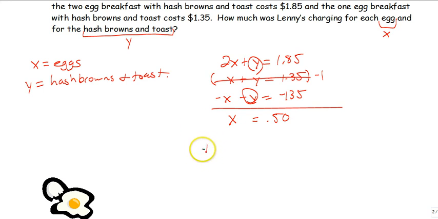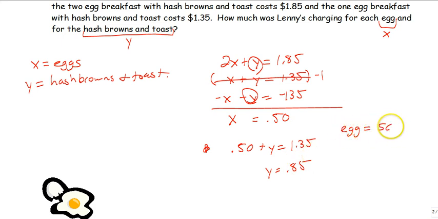Okay, that means that x is 0.50, and because x plus y has to equal $1.35, 0.50 plus y is equal to $1.35. So y is equal to 0.85. So that means that each egg is equal to 50 cents. And then the hash brown and toast combo equals 85 cents when you order that combo.